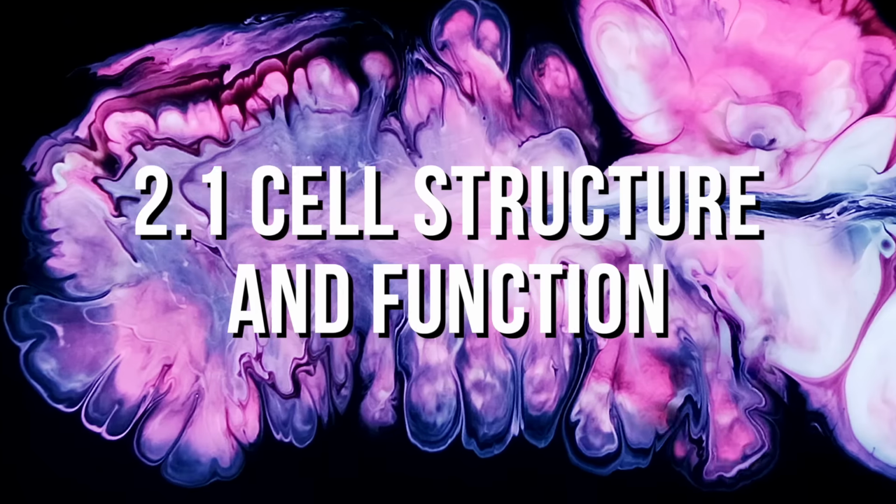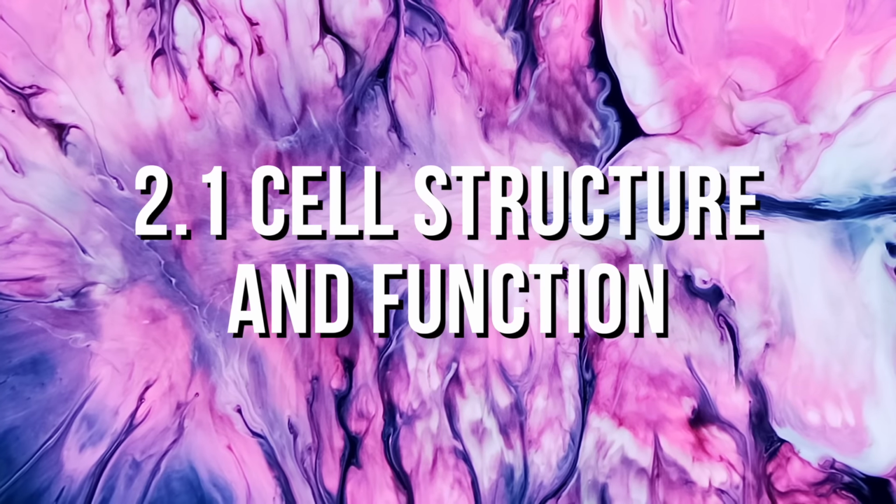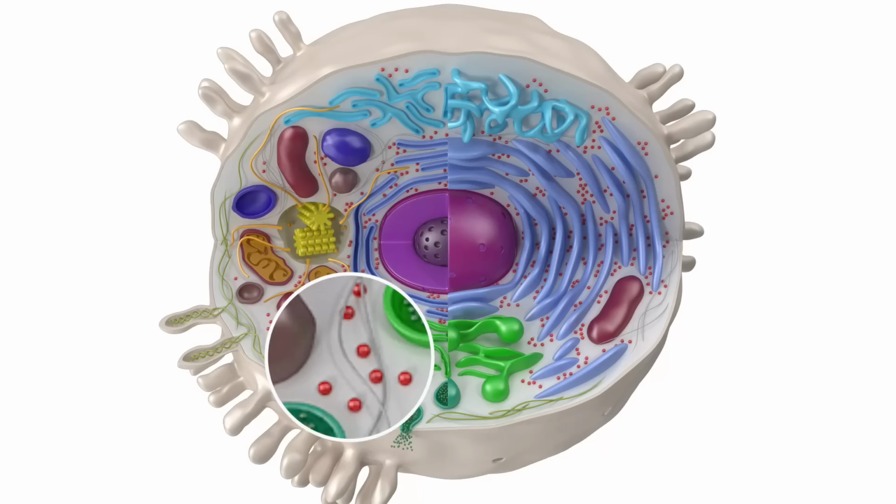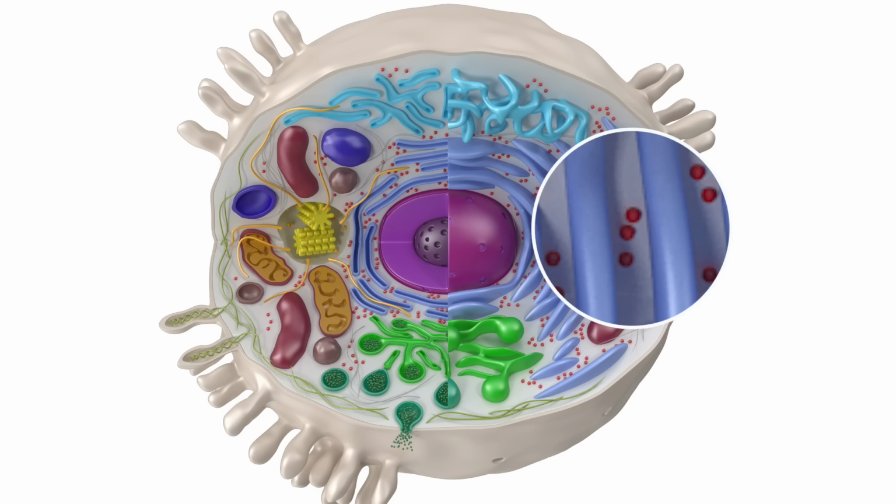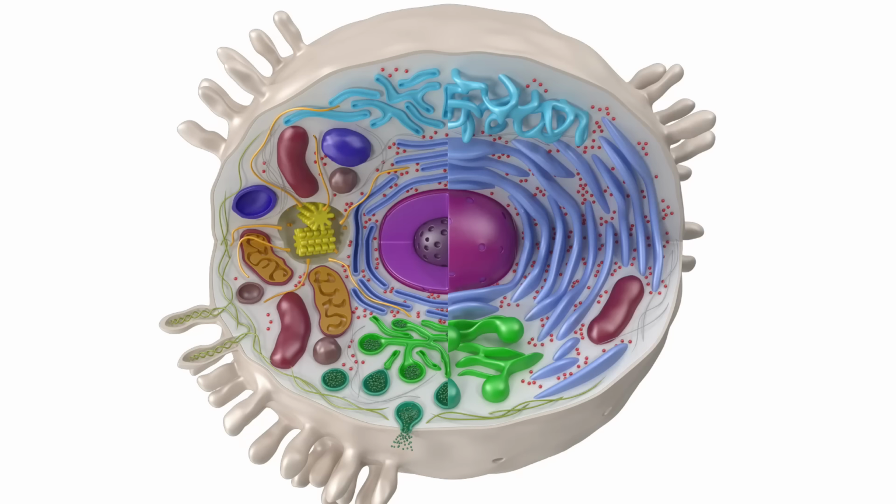Okay, let's zoom in. 2.1 Cell Structure and Function. First up, ribosomes. These small but mighty structures are made of two key ingredients: ribosomal RNA, rRNA, and protein. Ribosomes are not membrane bound, which is an important distinction. You'll find them floating freely in the cytoplasm or attached to the rough endoplasmic reticulum. More on that in a bit.